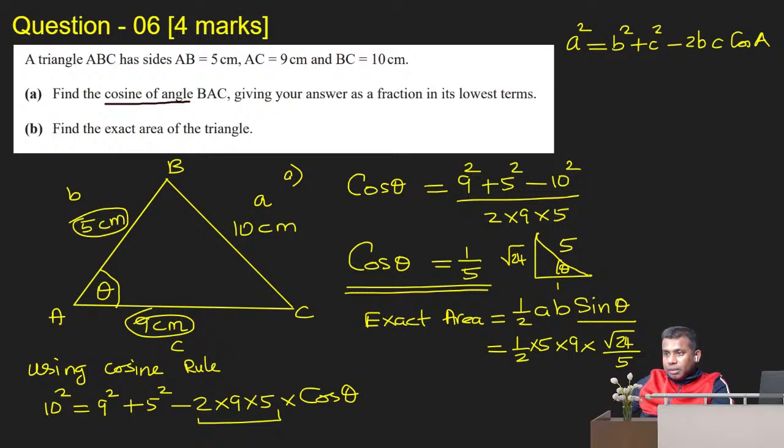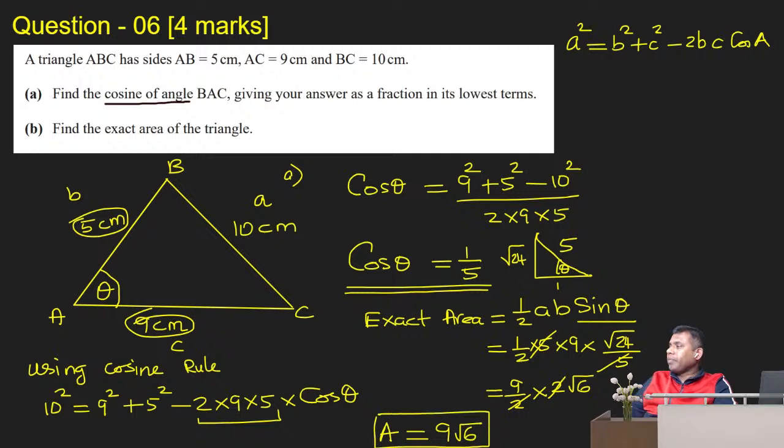So I'm going to simplify that: 5 and 5 cancel, and this is going to be 9 over 2 times root 24. Root 24 is 4 times 6, so 2 root 6, right? So 2 and 2 cancel. So the correct answer, the area, is 9 root 6. I'm just boxing up the answer, right?